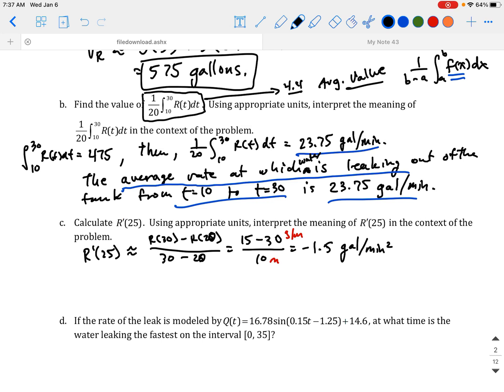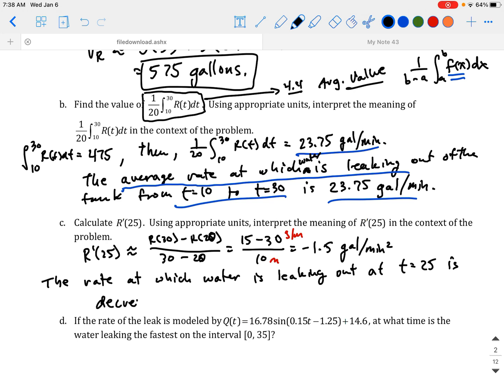So now it says interpret the meaning of that value. So this means that the rate at which water is leaking out at t equals 25 is decreasing by 1.5 gallons per minute.